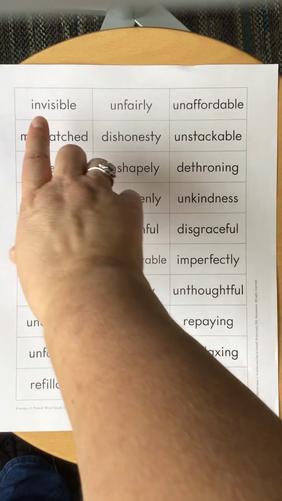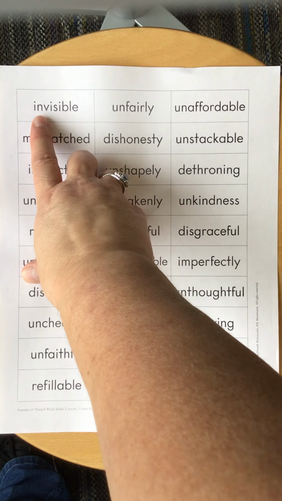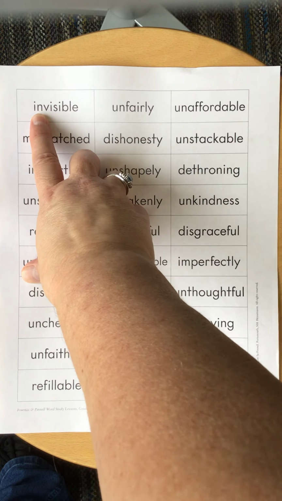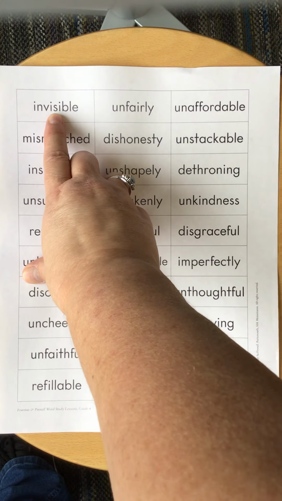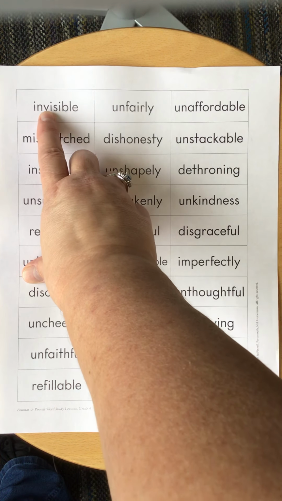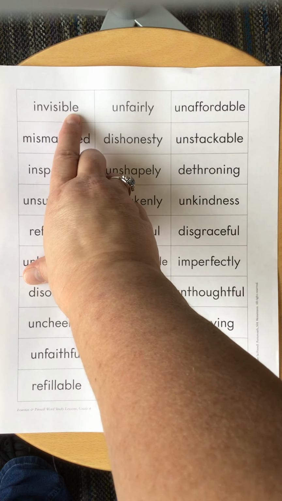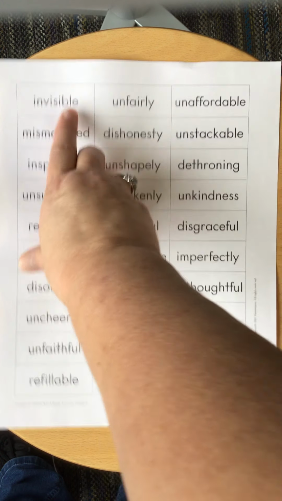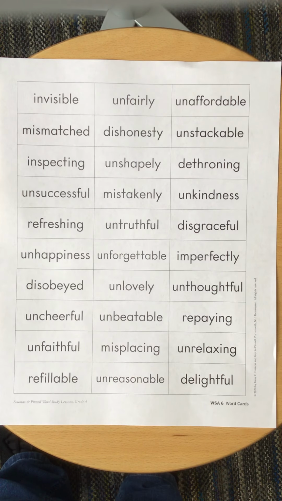So for example, if we look at the word invisible, we can see the prefix in. The root there is going to be vis, and then ible for the suffix. So we learned last time that in is a prefix meaning not. Vis is a root word that has to do with seeing or vision. And then ible is a suffix meaning able to be.